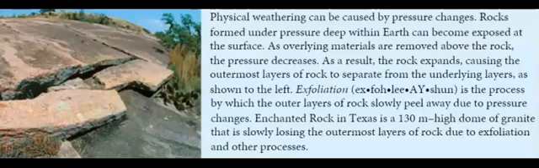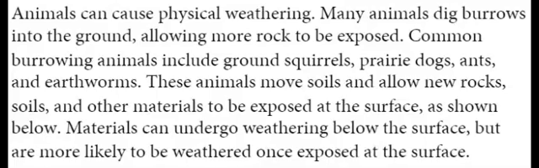Exfoliation is the process by which the outer layers of rock slowly peel away due to pressure changes. Enchanted Rock in Texas is a 130-meter-high dome of granite that is slowly losing the outermost layers of rock due to exfoliation and other processes.